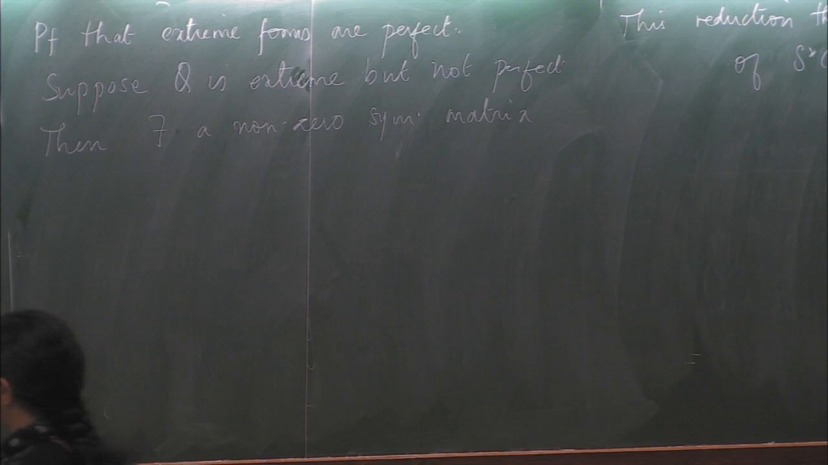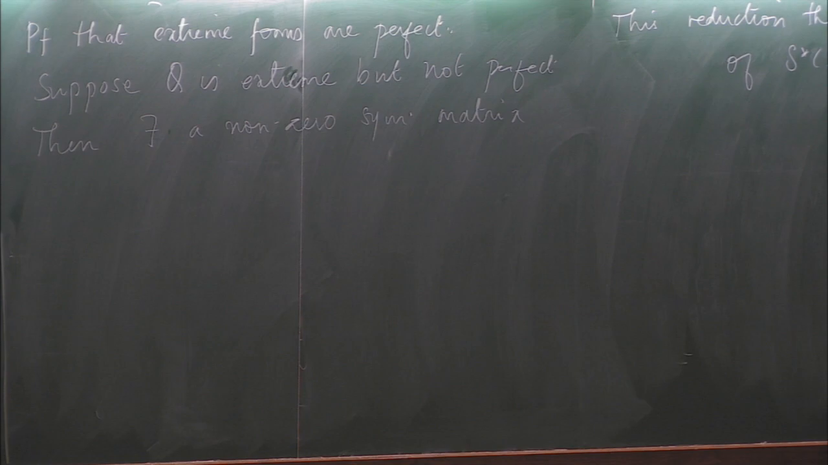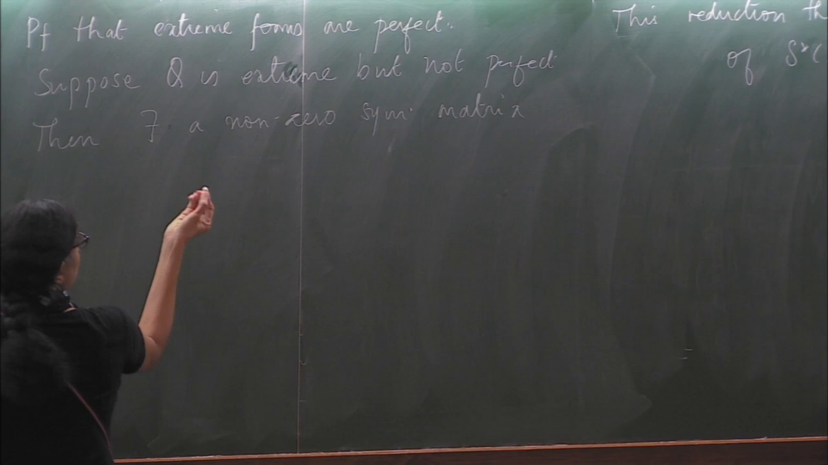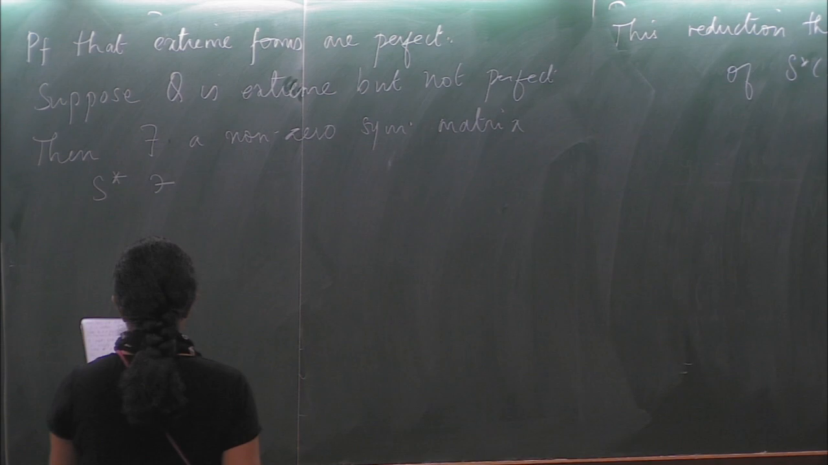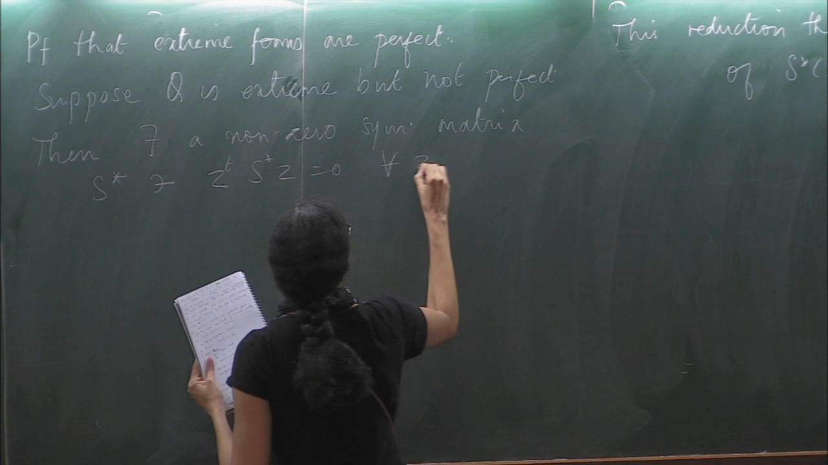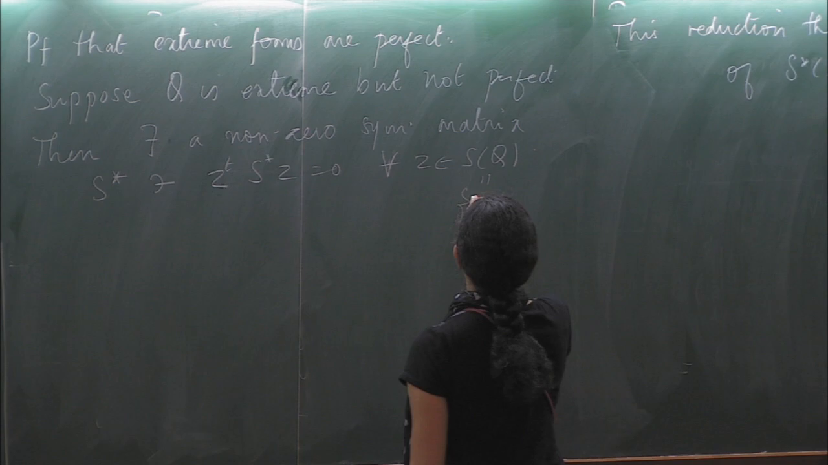No, I didn't say anything about weakly eutectic. So recall that a form is perfect if these span the space of symmetric n by n matrices. So the trace pairing is zero on, which means that it is zero on all the. Yeah, you're right. I just used that perfect means weakly eutectic. There is a non-zero symmetric matrix S star such that Z transpose S star Z is zero for all Z in S of Q. I'll just write this set as plus or minus Z1.